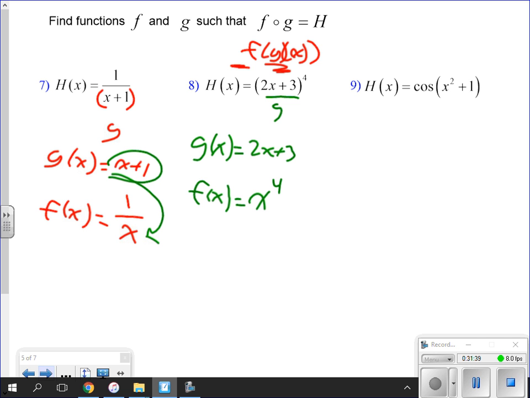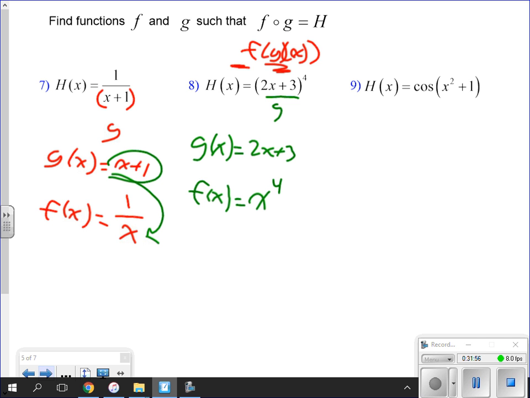Is there a special name for putting something to the 4th, like something to the 3rd? No, there isn't. Actually, quadruple is 4 times. That's the 4th power. Let's make up something.